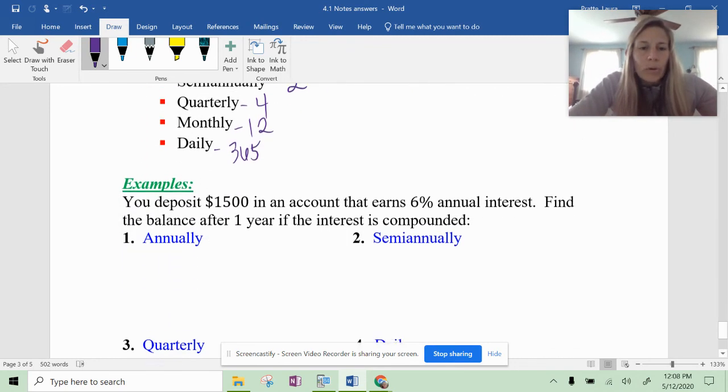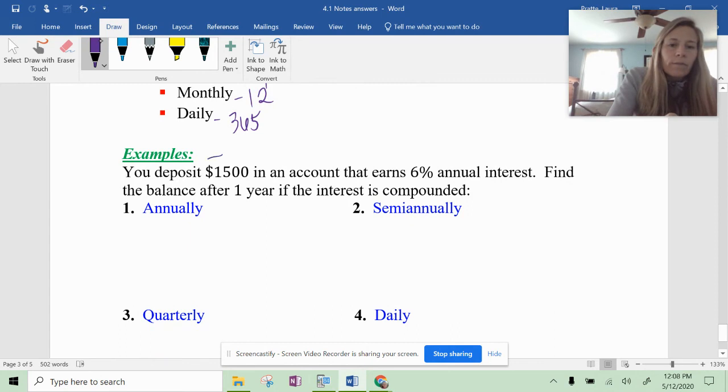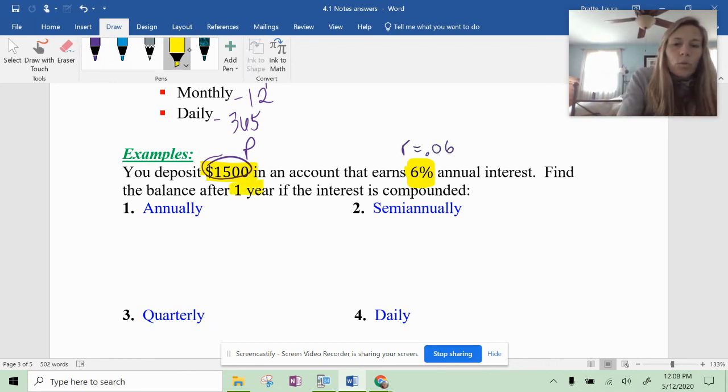So for example, if you deposit $1,500 in your account, that's going to be that principal. And your account is going to earn 6% annual interest. So that means your R is going to be 0.06. Find the balance after 1 year. So that's going to be the T. And then you're given these various N values, depending on how it's compounded. So if it's annual, your N will be 1.